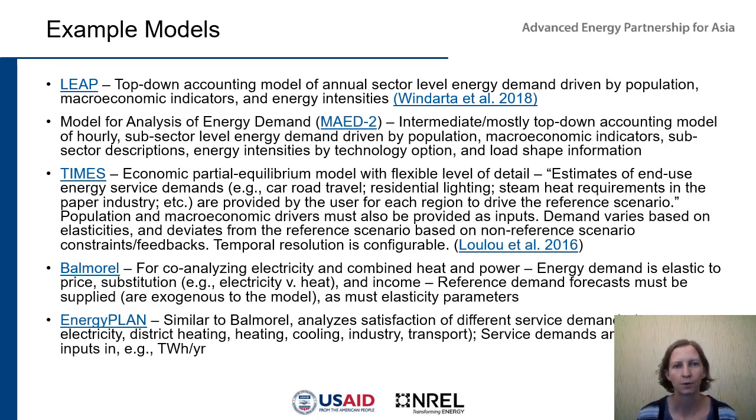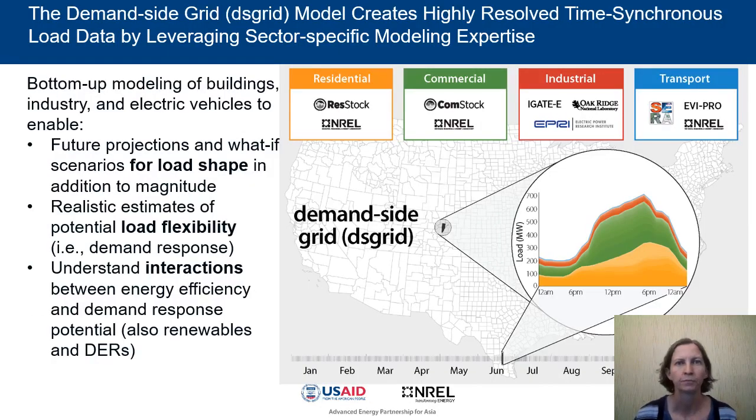So for example, these models can come to different decisions about how to satisfy a heating demand, whether with direct combustion, a heat pump, a district heating source, or a combined heat and power plant. What decision these models would come to would depend on the other model inputs.